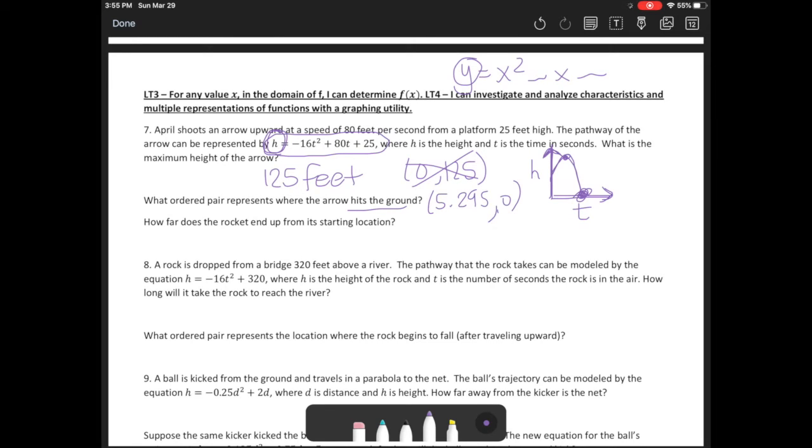All right. How far does the rocket end up from its starting location? Well, the starting location is here. And we want to know how far. This is in time. I'm not sure that we can answer the question how far. I can tell you how long it would take to get there, but I can't tell you how far because I don't have a distance. This is not a good question. We'll skip that one.